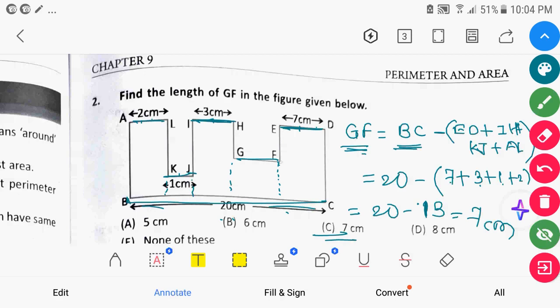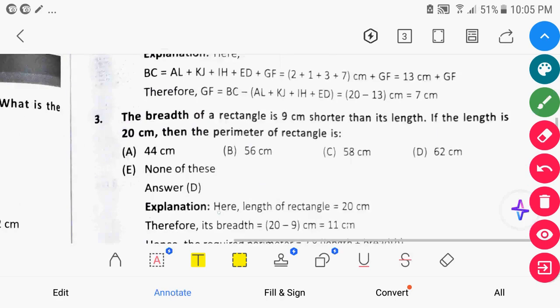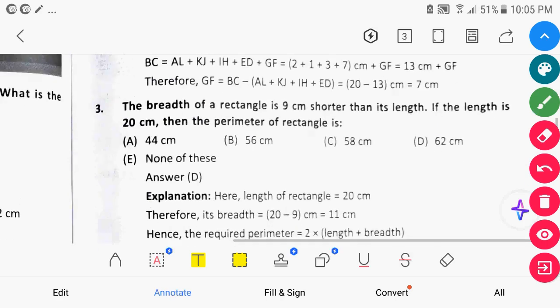Understood? I will explain it again. So the whole length is given, which is 20 centimeters, and the length of this portion is asked of us. So we have to subtract all these lengths from this 20 so that we can get the length of this GF. Okay, the same thing is given here.